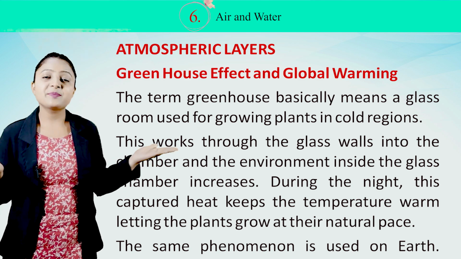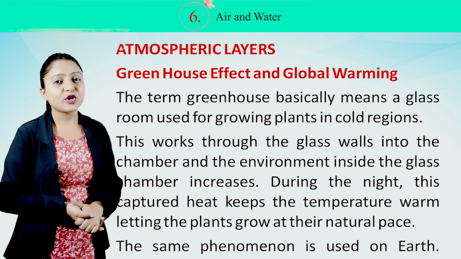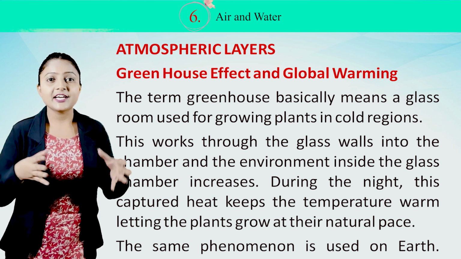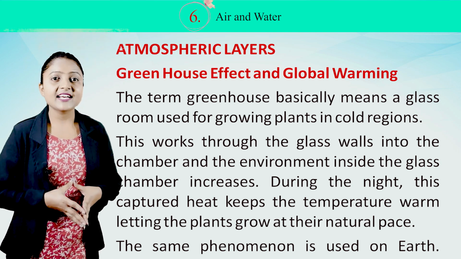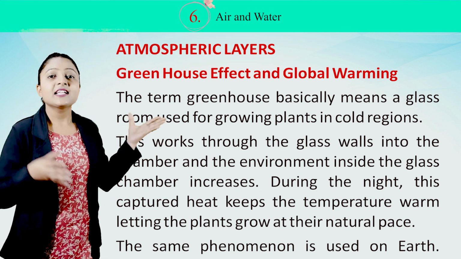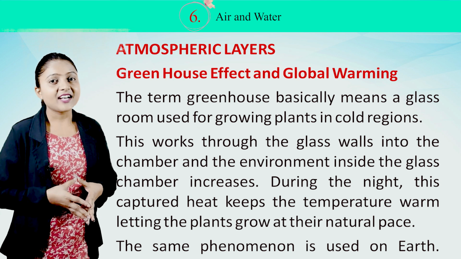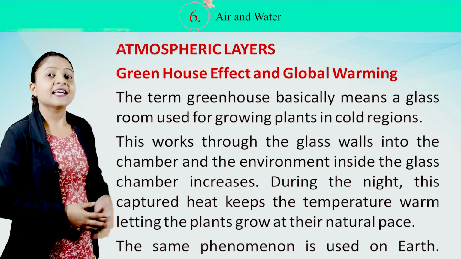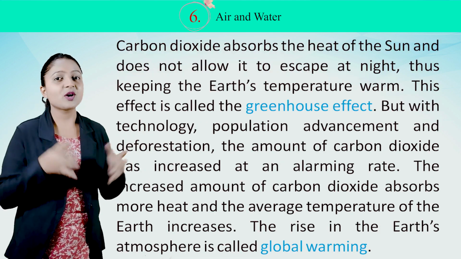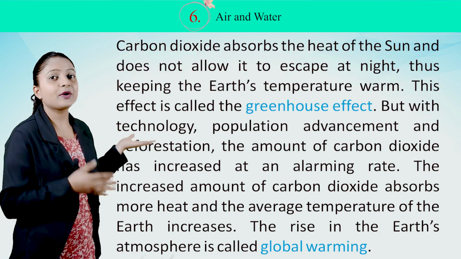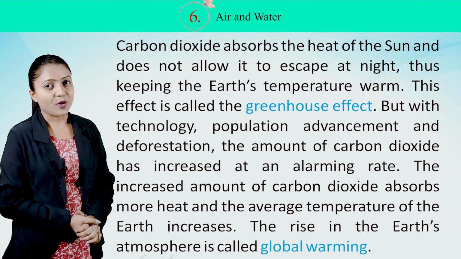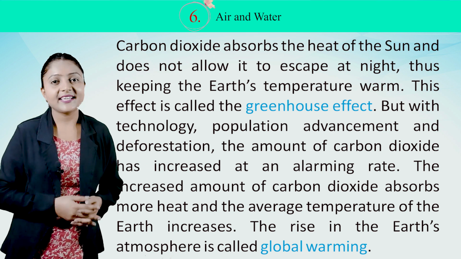The term greenhouse basically means a glass room used for growing plants in cold regions. This works through the glass walls into the chamber and the environment inside the glass chamber increases. During the night, this captured heat keeps the temperature warm, letting the plants grow at their natural pace. The same phenomenon is used on Earth. Carbon dioxide absorbs the heat of the sun and does not allow it to escape at night, thus keeping the Earth's temperature warm. This effect is called greenhouse effect.